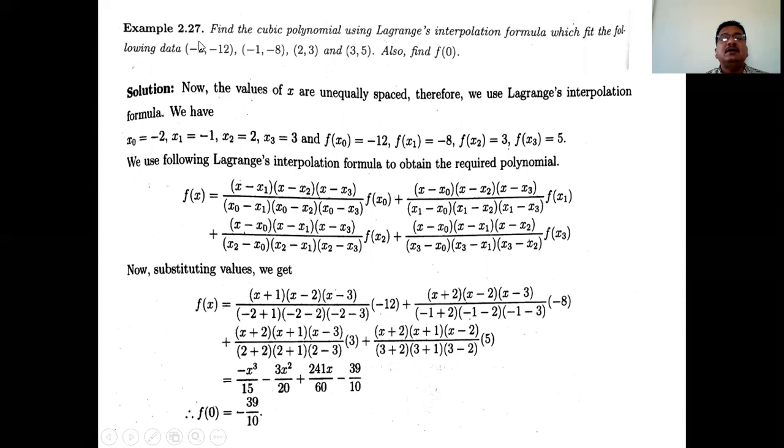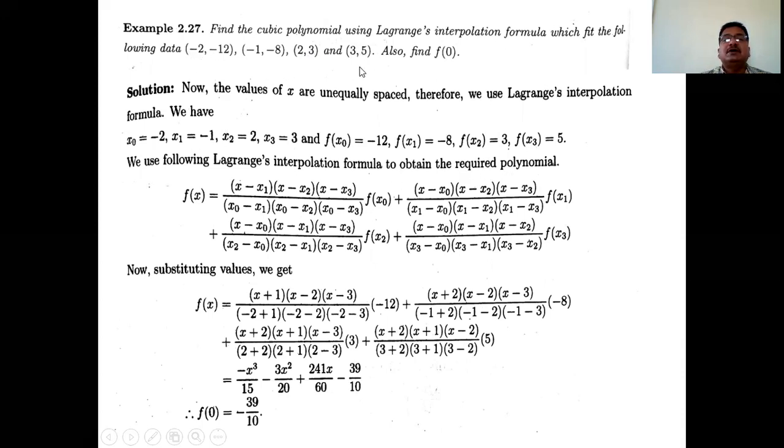So what are these first values? -2 means x naught. The first place numbers are the values of x, and the second place numbers are the values of f(x) or y. So this is x naught, this is x1, this is x2, this is x3, and these are f of x naught, f of x1, f of x2, and f of x3. Write in proper notations. So this is the given data.